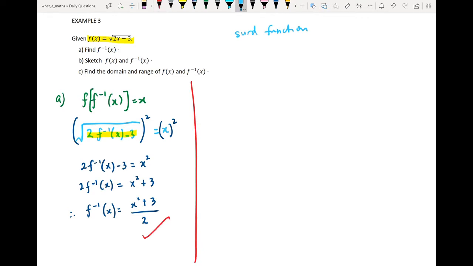Now we move to part B. Part B, sketch f(x), so no problem sketching f(x). After sketching f(x), I will sketch my f inverse x. And the only way to sketch f inverse x, if I want to sketch it easily, I just take the reflection of my f(x) along the line y equal to x. So first of all, draw my axis first, my x-axis. And my vertical axis, because I'm drawing f and f inverse, I will use y. Don't forget origin.